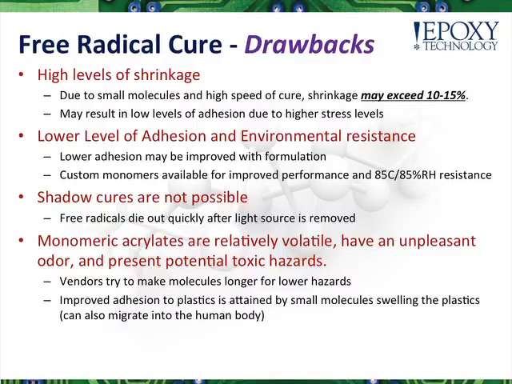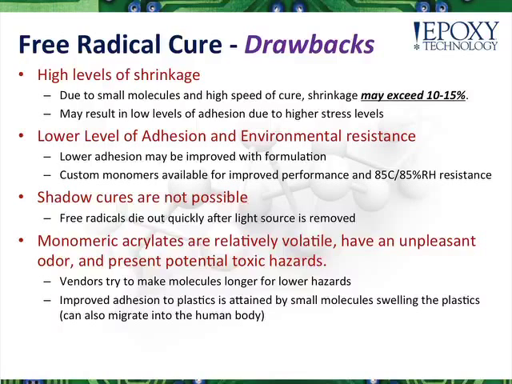Additionally, free radical UVs have very high levels of shrinkage. This can be one of their biggest drawbacks, in fact. The shrinkage usually is about 10 to 15%, which in microelectronics and optoelectronics can absolutely change your alignment. Additionally, that can lead to lower overall adhesion due to high stress in the bond line.